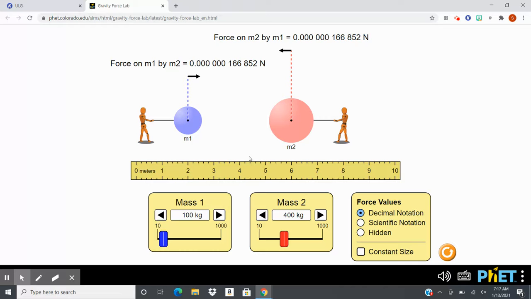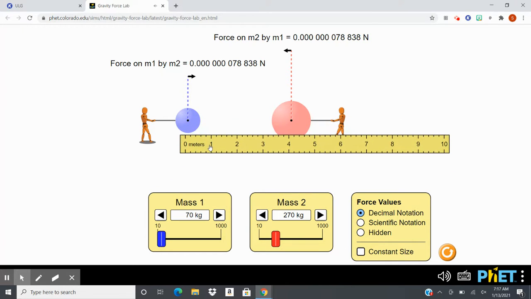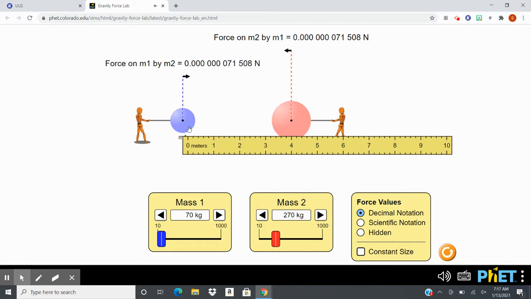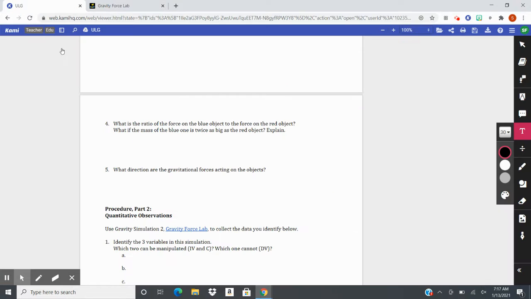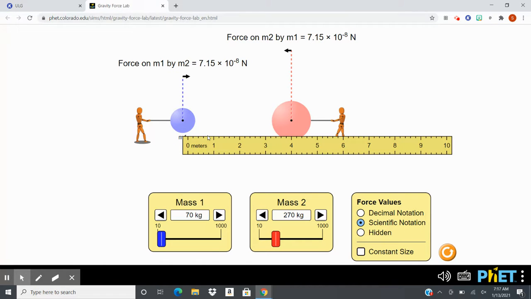Notice again, what do we have here? You can change the size of the masses. You can move your meter stick to measure the distance between them. You can move them. And you have the force up here. If you don't like seeing all these really small numbers, you can click scientific notation and it will put it in scientific notation for you. So for part 2, you are going to identify 3 variables in this simulation. What do you think the 3 variables are?